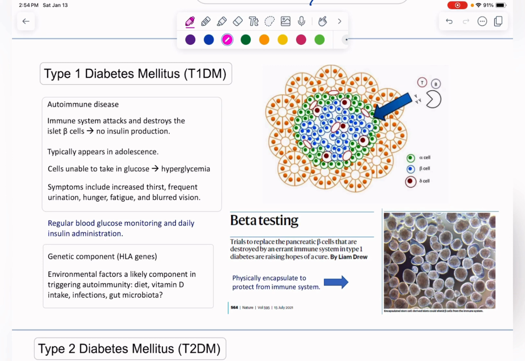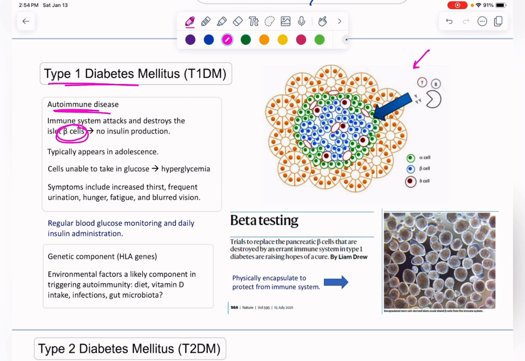Let's start with type 1 diabetes. What causes type 1 diabetes? What is type 1 diabetes? Well, type 1 diabetes is an autoimmune disease, which means that the white blood cells of the body are going to attack some of our body's own cells. And what they do is they specifically attack beta cells.